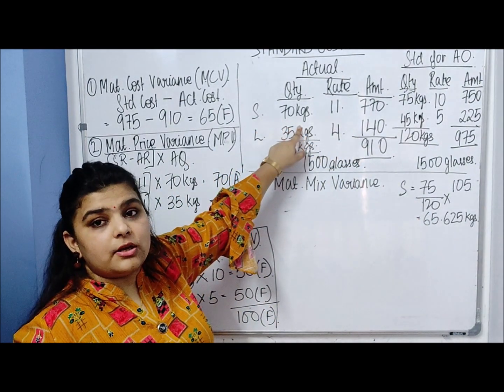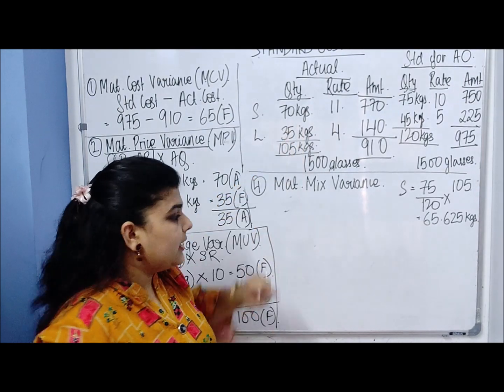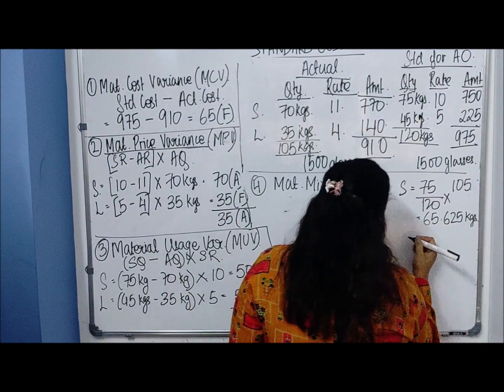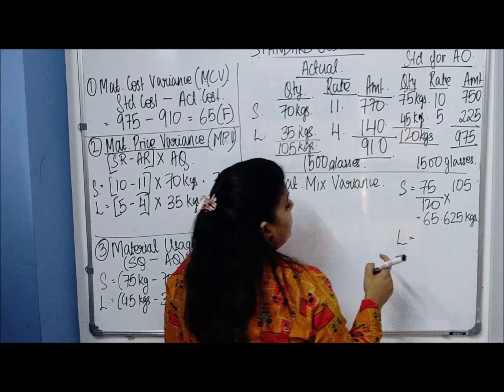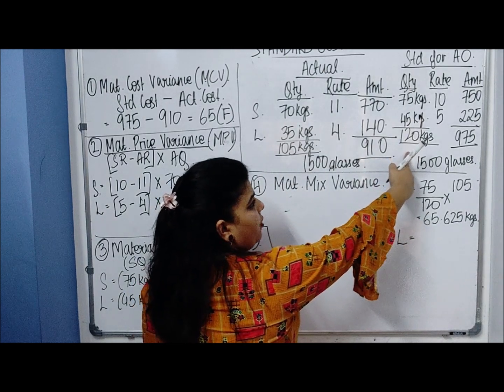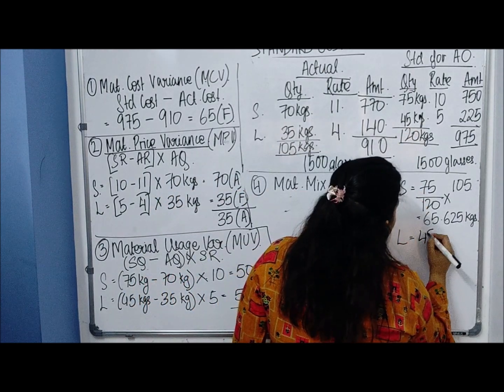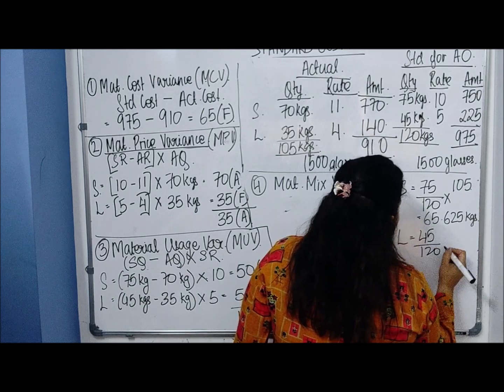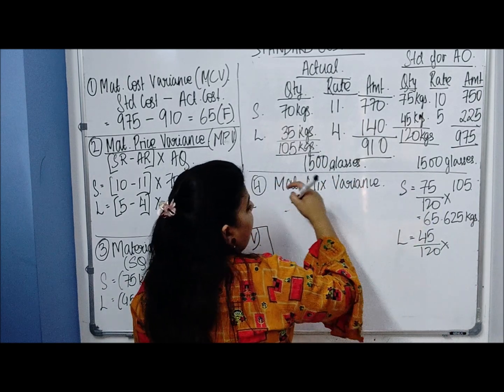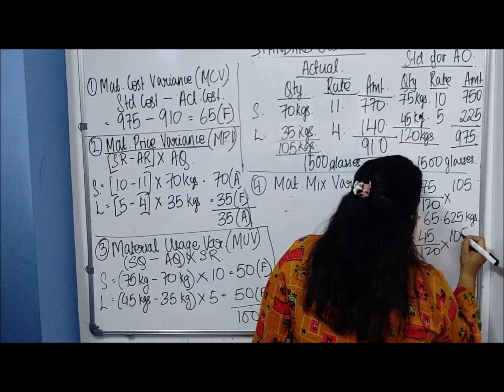How much have I actually used? I have used 70 kgs. Good or bad? Bad. Lemon. Out of 120 kgs of raw material, 45 should have been lemon. But out of 105, how many lemons should have been there?